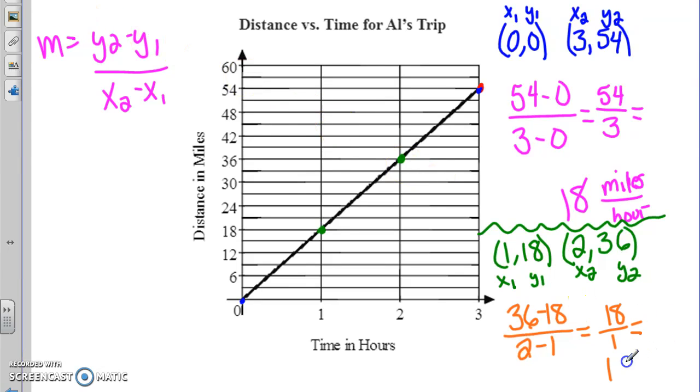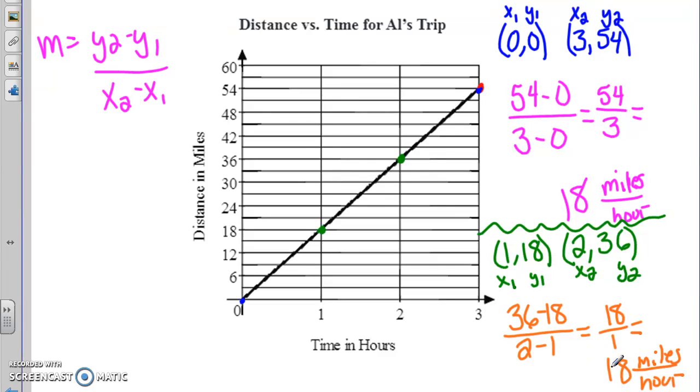So I'm going to write 18 miles per hour. Okay, so the sentence: Al's average speed for the time interval 1 ≤ t ≤ 2 is 18 miles an hour. All right, and then the last question: is Al's average speed increasing, decreasing, or remaining constant?